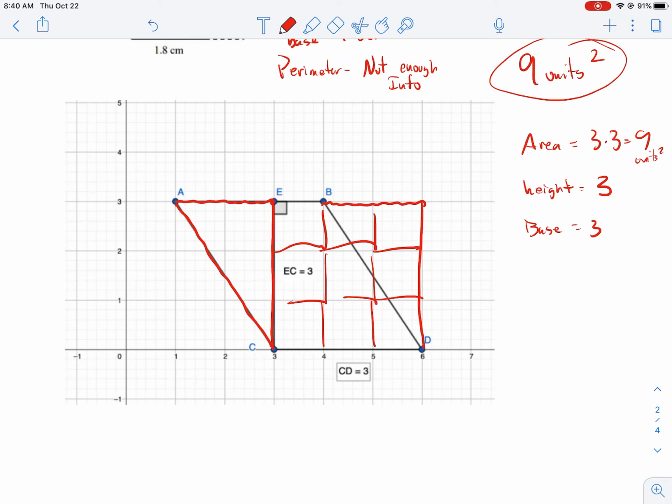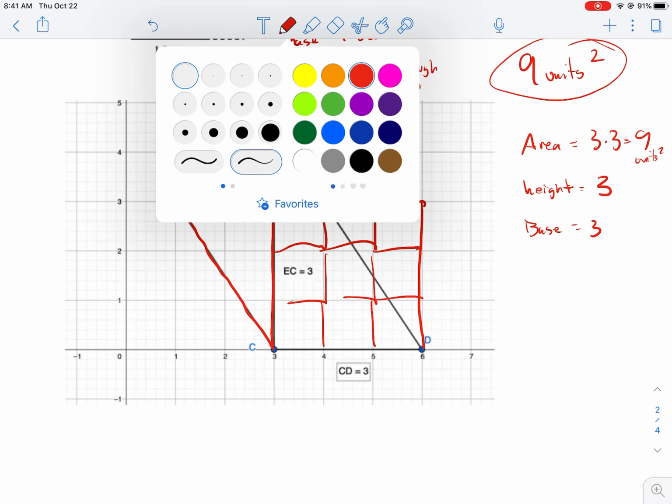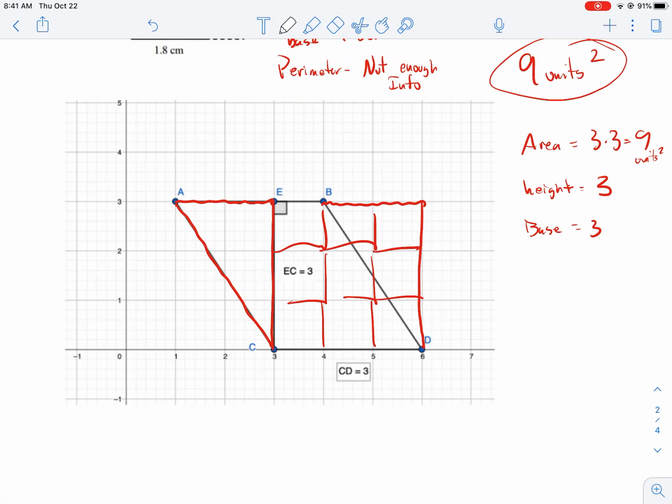So it's a little easier to see once I take that triangle and move it over to the other side, right? Let me just erase it here so you can see it a little better. Come on. There we go. All right, so there's our 3 by 3 square. And as you can see, we have 9 of those 1x1 boxes inside of our square, okay?